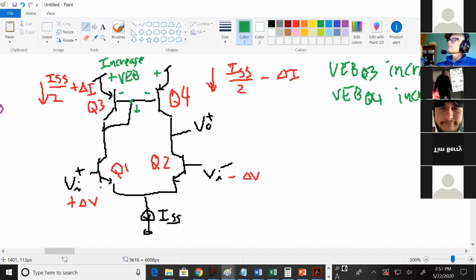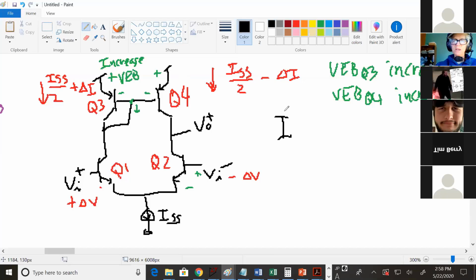That's one story. We have another story going on over here. Because you dropped the voltage of VI minus, what happens to the current here again? That current drops. So now whatever current is going through Q2 also has to go through Q4. So the current through Q2 dropped. That means the current through Q4 dropped.